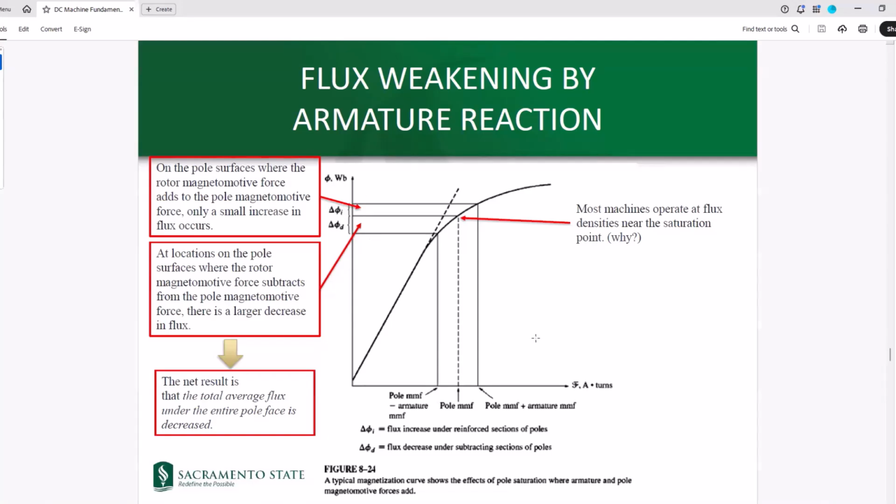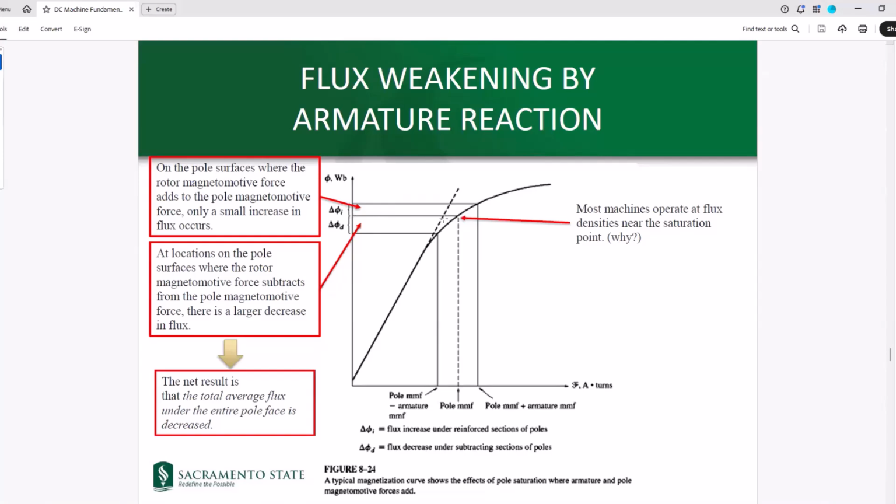We saw that phi versus F, or the magnetomotive force, was like a straight line up to a certain point, and then we would go into saturation, right? Because we want to operate the machine at its maximum possible potential, we always try to operate it close to the knee point. Here's the knee point, where we transition from a linear curve into a saturated curve. That's usually where we operate the machine.